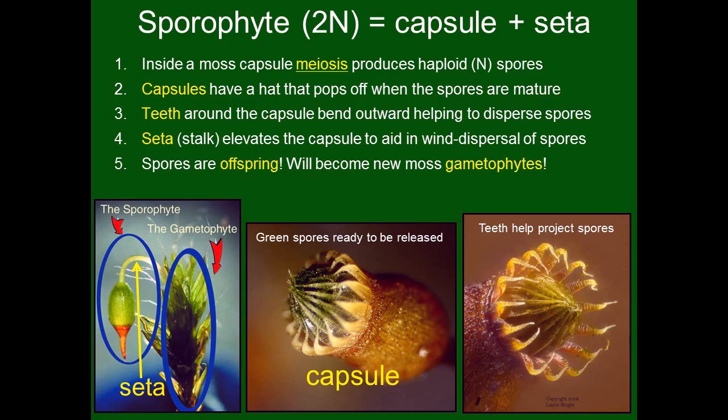In the bottom left, we can see that picture again of the seta and the capsule. If we look at the capsule closely in the bottom middle picture, we can see green spores are ready to be released. And then the teeth help project spores further into the wind, getting away from something we call the boundary effect in fluid mechanics, which we'll be discussing later a little bit with the animals.